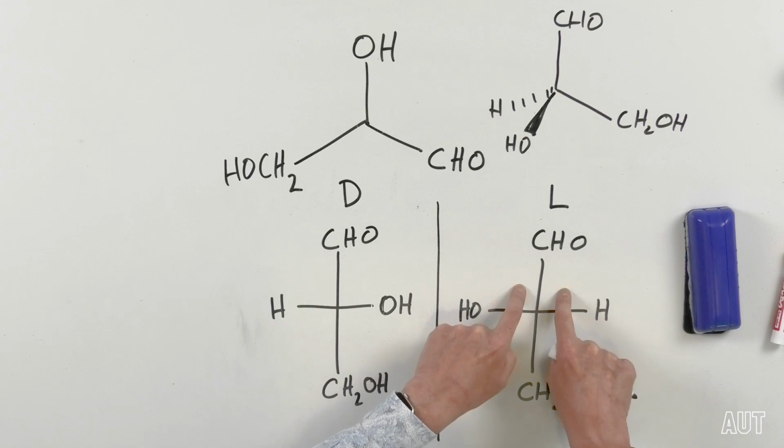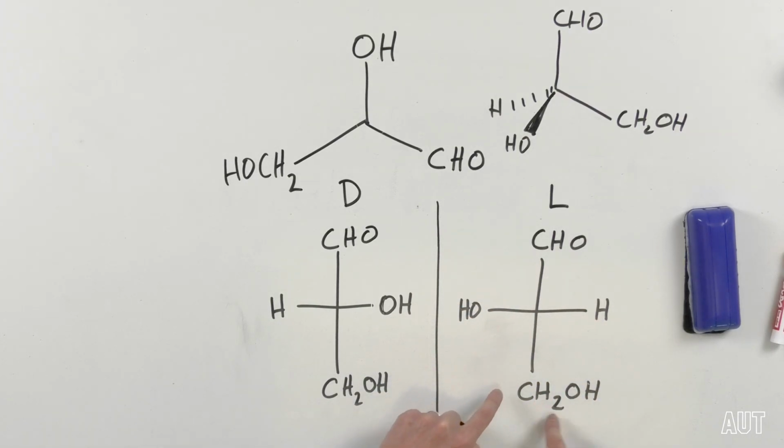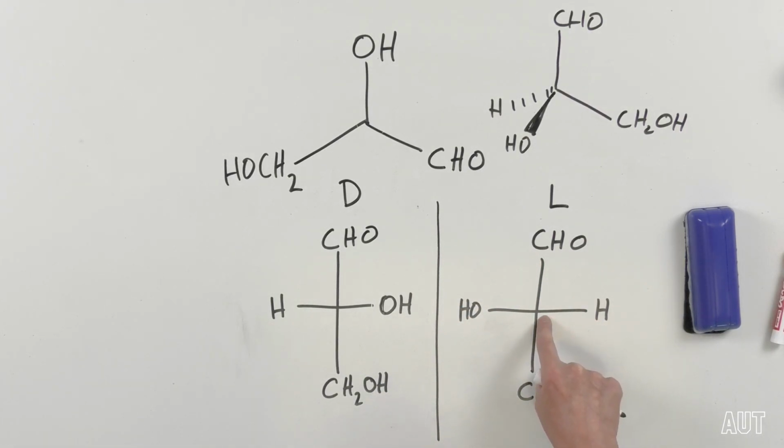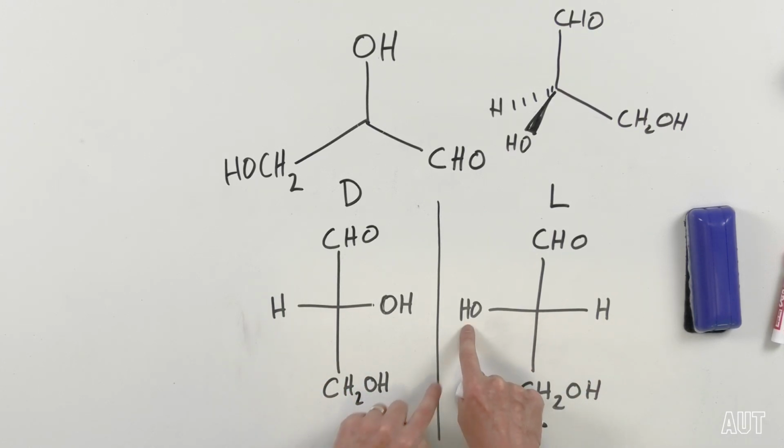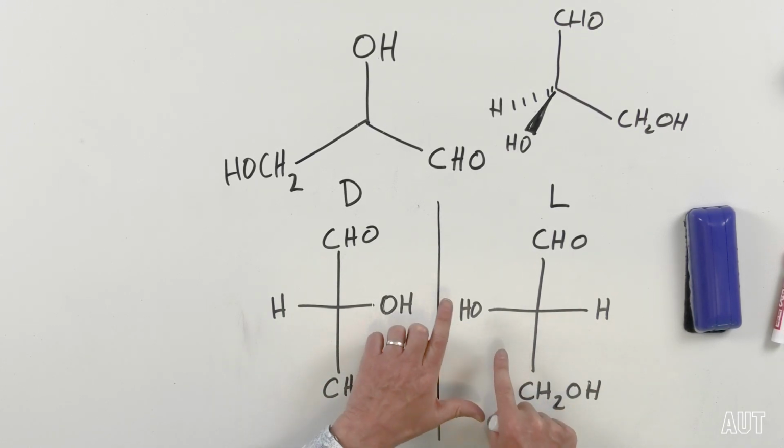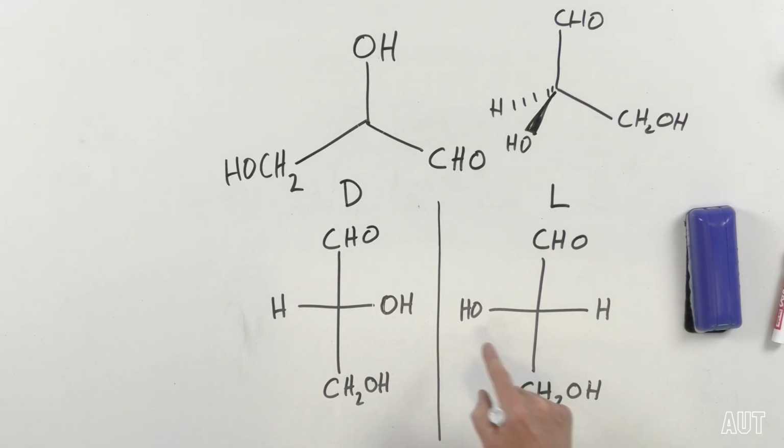Okay? And in this case, we go from the most oxidized carbon down to the bottom. The penultimate carbon occurs at this intersection here. And just remember, in a Fischer projection, every intersection is a carbon. So that's a carbon there. The OH on that penultimate carbon is on the left-hand side. And so therefore we call this an L enantiomer, okay?